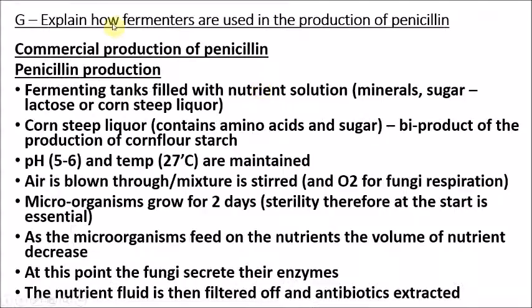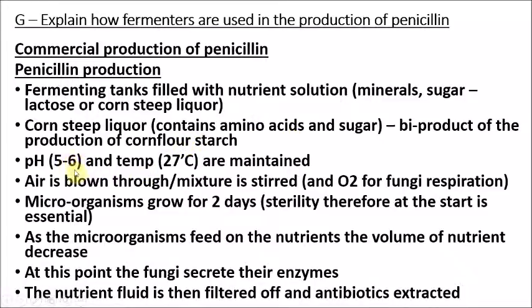Okay, so part G is to explain how the fermenters are used in the production of penicillin. You get your big fermenting tank and you fill it with your food stock solution with your minerals and sugar. The sugar could be lactose, or you can use corn steep liquor, which has basically got amino acids in as well. This food is going to be used by the microorganism that's creating the penicillin to respire and grow and therefore make more antibiotic, more penicillin. This corn steep liquor, in fact, is a byproduct of the production of corn flour starch. So that's where we get it from.